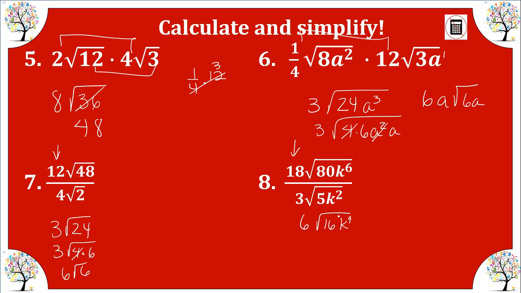The square root of 16 is perfect. So the square root of 16 is 4. 4 times 6 is 24. k to the 4th is perfect, and that gives us k squared, and we have no more radical.